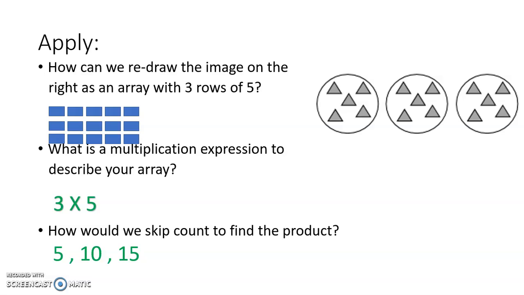Are you ready? Repeat. 5, 10, 15. Let's do it again together. 5, 10, 15. So could we venture a guess as to what 3 times 5 would be? Yes, it is 15. 3 times 5 is 15.